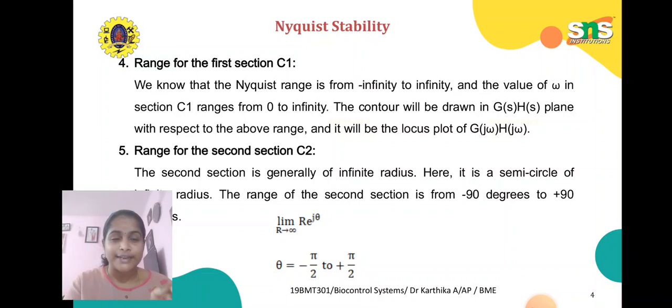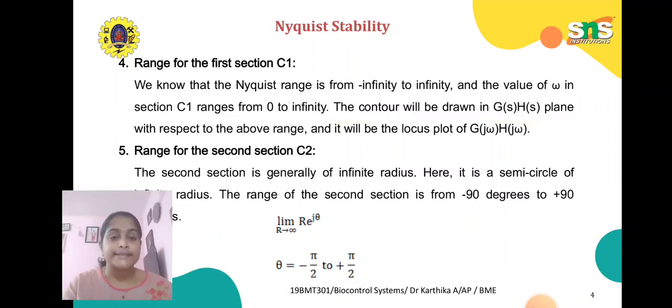We know that the Nyquist range is from -infinity to infinity, and the value of omega in the section C1 ranges from 0 to infinity. The contour will be drawn in the G(s)H(s) plane with respect to the above range, and it will be the locus plot of G(j omega)H(j omega). Here G and H are your real part, j omega is your imaginary part.